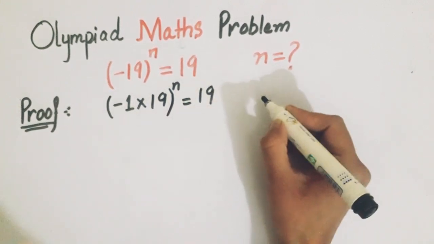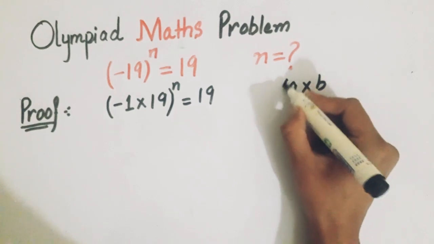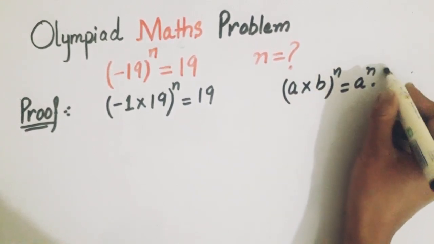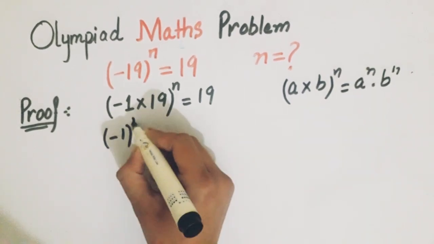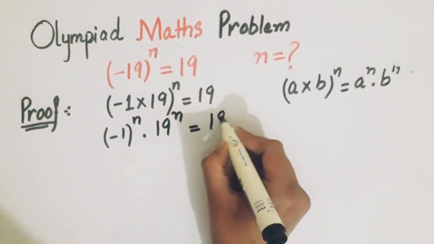Now we can split this power as (a × b)^n equals a^n × b^n. It means that (-1)^n and 19^n equals 19.